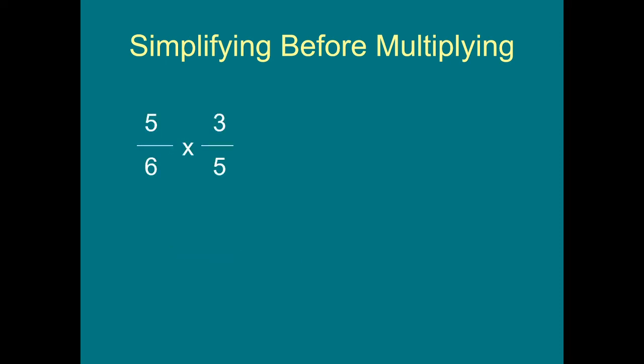Here's another example, 5/6 multiplied by 3/5. We simplify the numerator with the denominator, and again, the numerator with the denominator. And we end up with 1/2 and 1/1, which multiplied will give us 1/2.